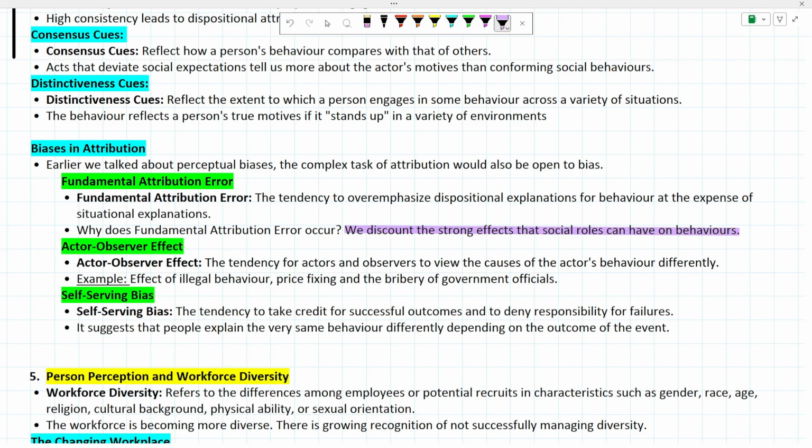The actor-observer effect is the tendency for actors and observers to view the causes of the actor's behavior differently. An example of this is the effect of illegal behavior, price fixing, and the bribery of governmental officials. Sometimes there are different explanations or viewpoints on why bribery of the government happens and why some government officials take bribes.